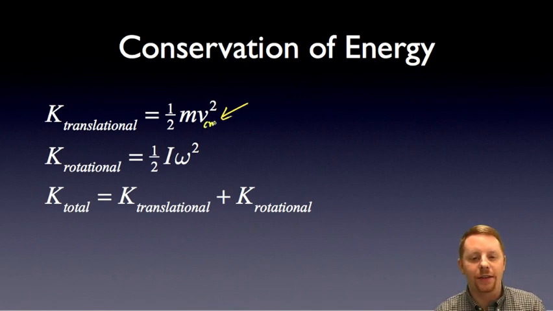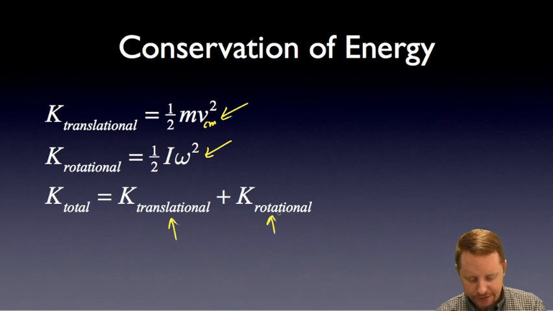Well, we also have to take into account that objects that are rotating or spinning also have kinetic energy. The energy from all those little pieces that are rotating, they also have a velocity. So the rotational kinetic energy is 1/2 times the moment of inertia times the square of the angular velocity. So the total kinetic energy at any point in time is the translational plus the rotational components of kinetic energy. That's going to be pretty useful here in just a moment.